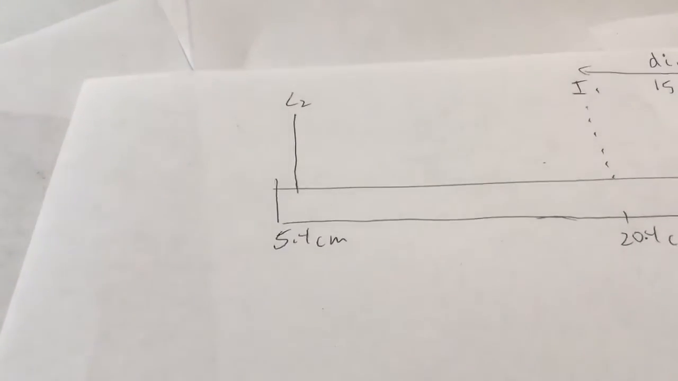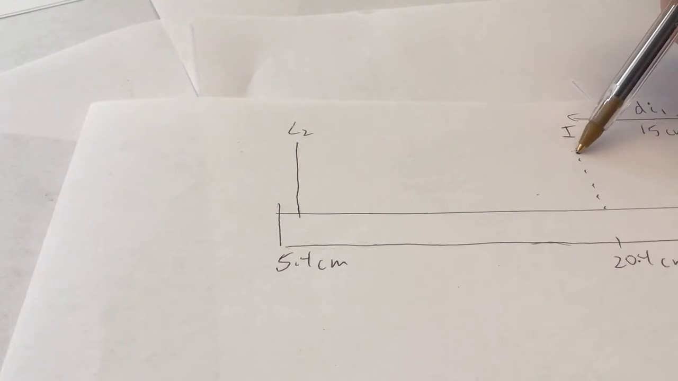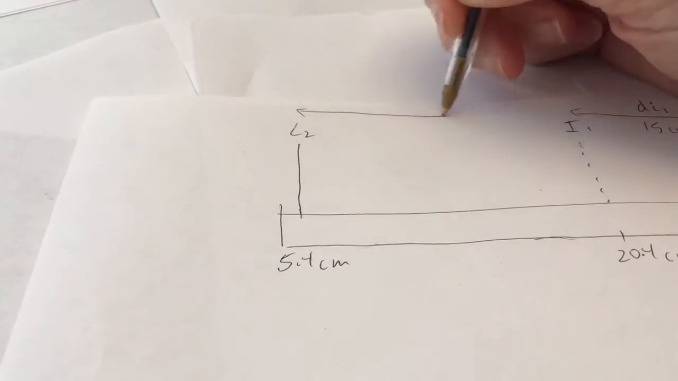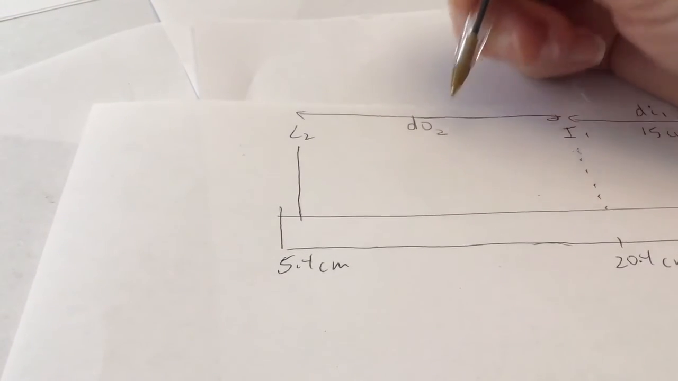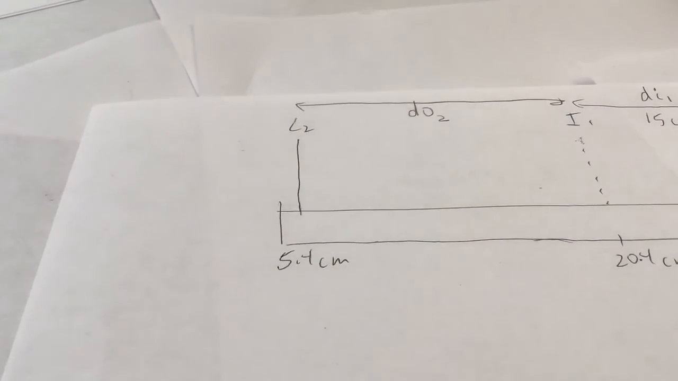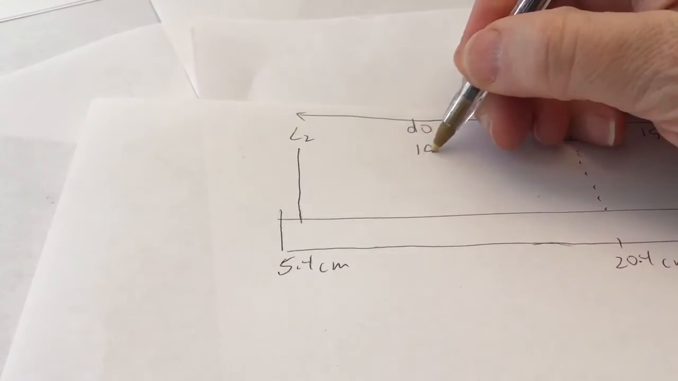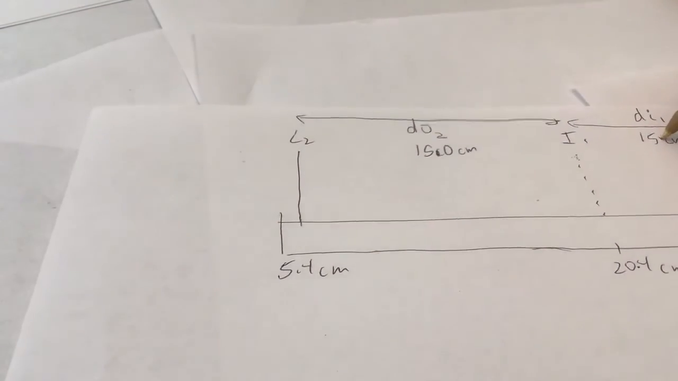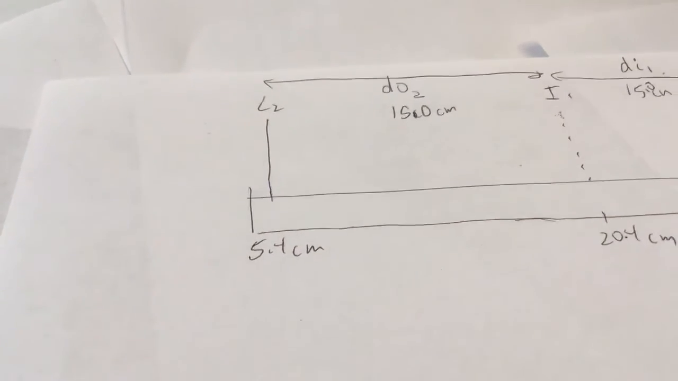And the object distance for lens number 2, this image right here, it's a real image because it's going to be formed on the screen. It forms the object for L2. So this distance right here will be the object distance for lens 2, and that's 20.4 minus 5.4. Again, that's another 15 centimeters. Okay, 15.0 centimeters. And you have to make sure you have the significant figures. The other one is 15.0. Just make sure you put the significant figures.